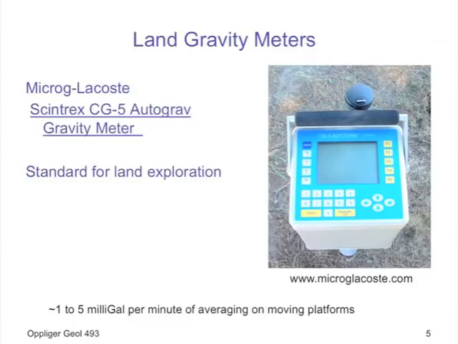And here's the currently available land gravity meter, the Scintrex CG5 Autograv. It's much easier to operate than our Lacoste and Romberg. Like the Lacoste and Romberg, a complete absolute standard for relative gravity measurements.